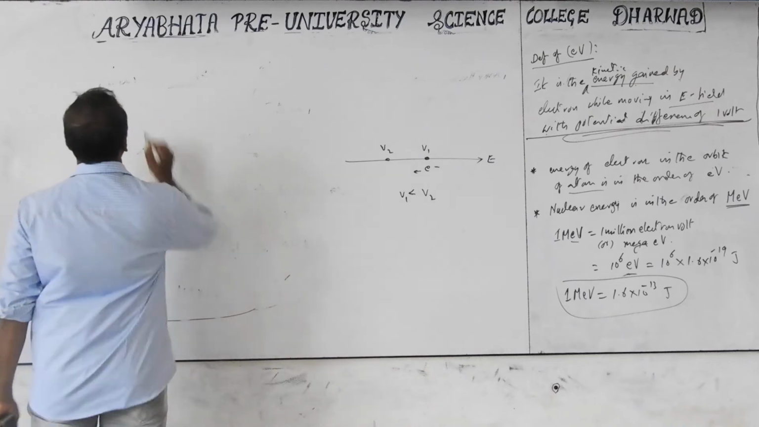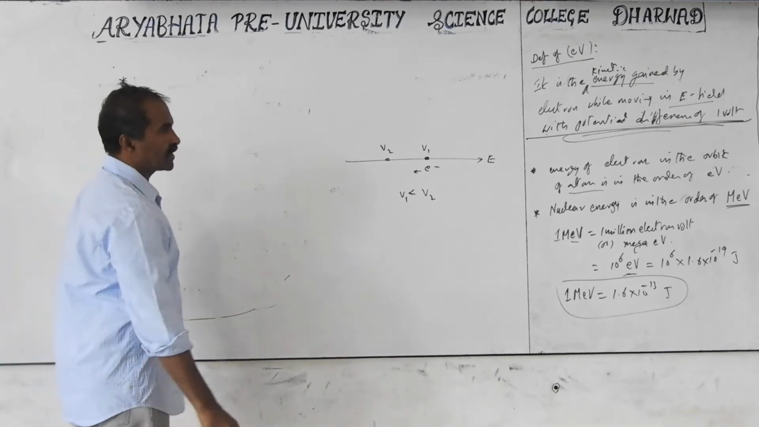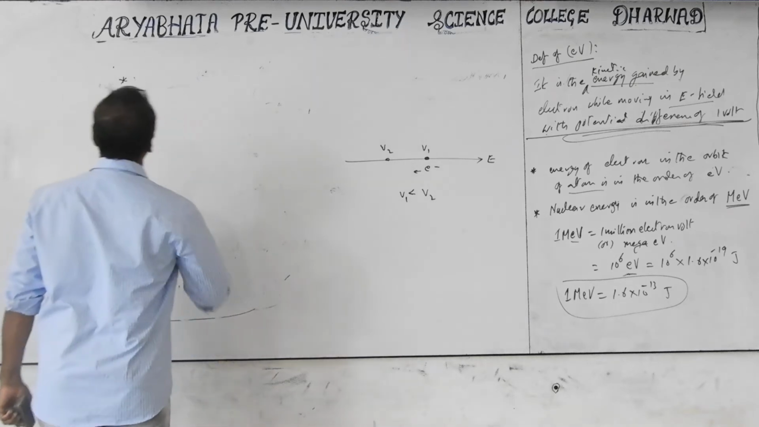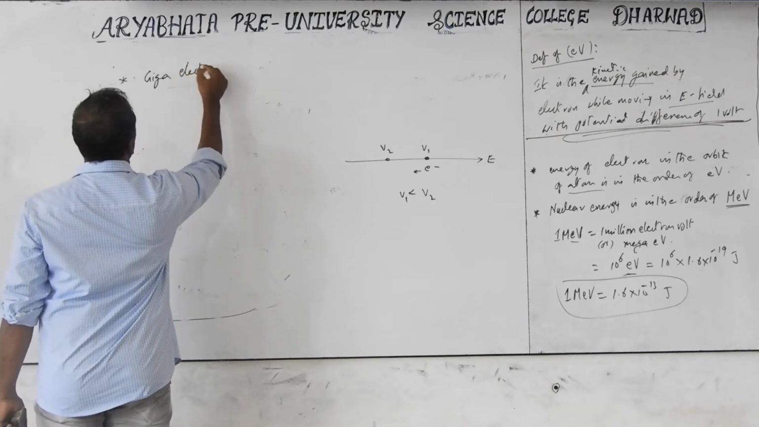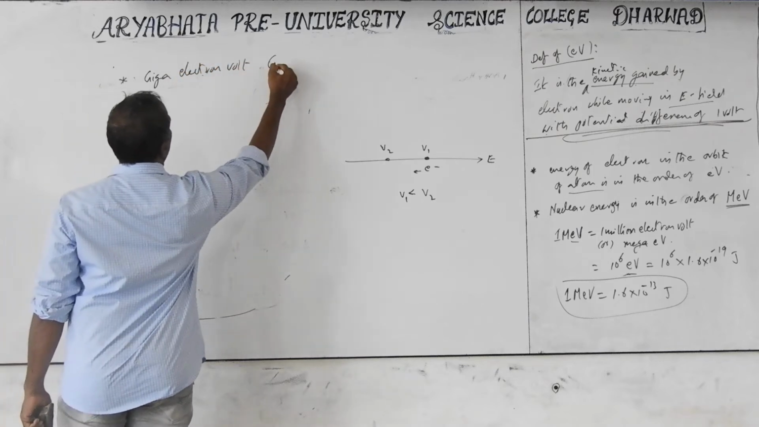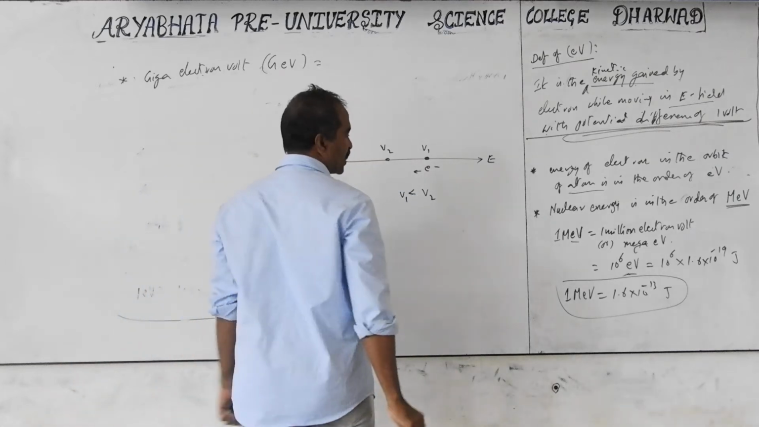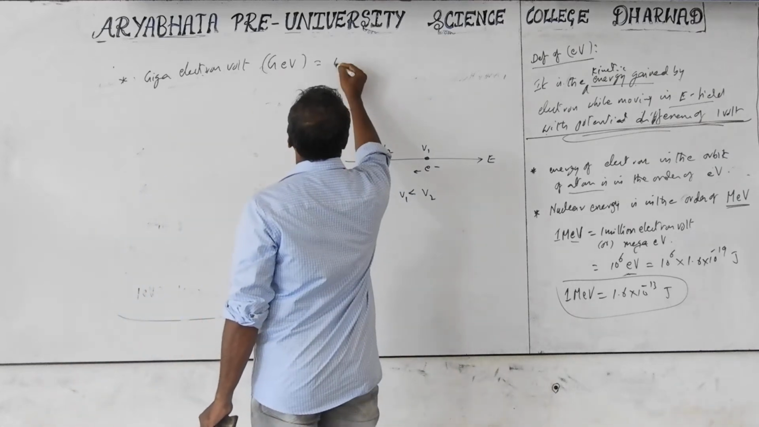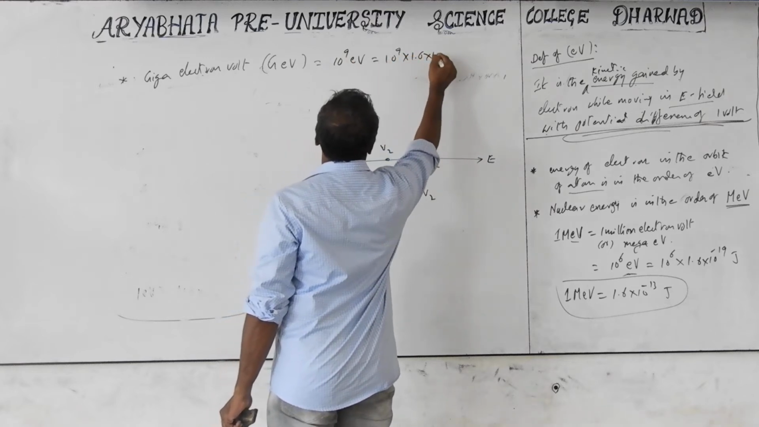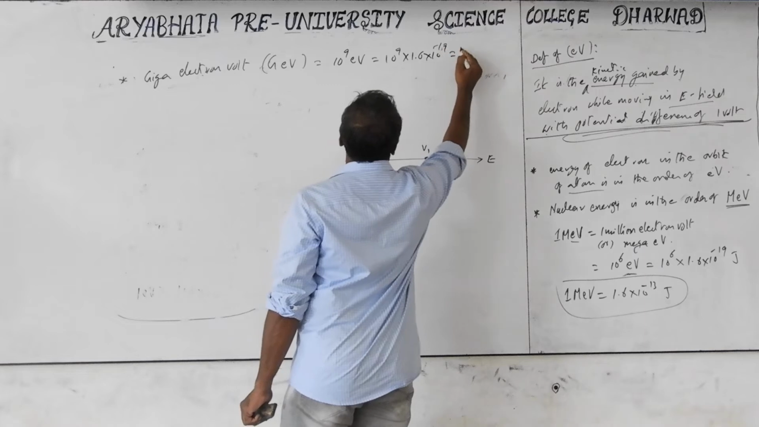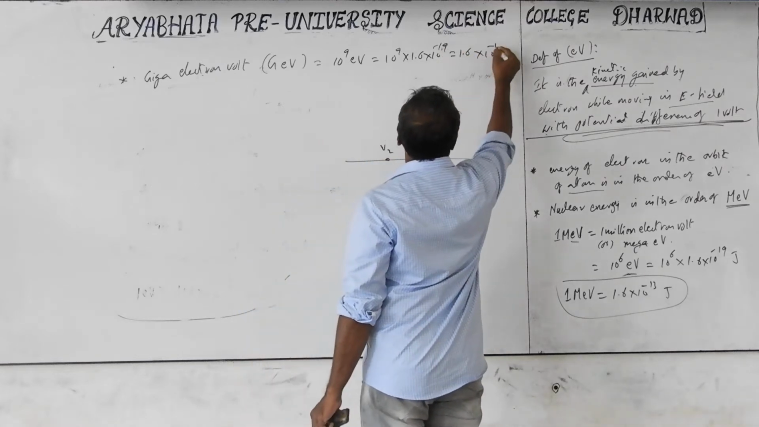Giga electron volts. This is even higher than mega. Giga means the multiples increase by 3 powers, 10 to the power of 3 more. So this is 10 to the power of 9 electron volts. 10 to the power of 9 into 1.6 into 10 to the power of minus 19 equals 1.6 into 10 to the power of minus 10 joules.